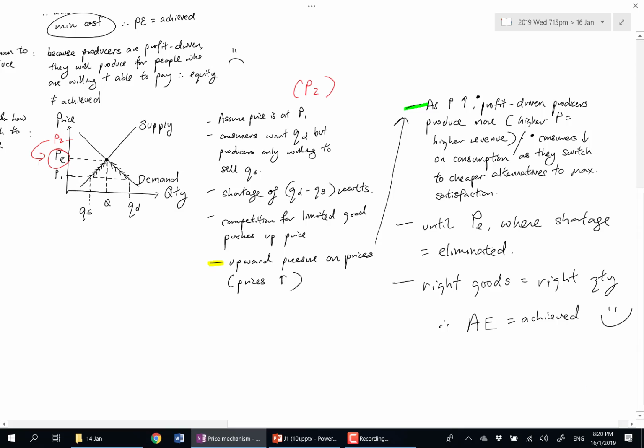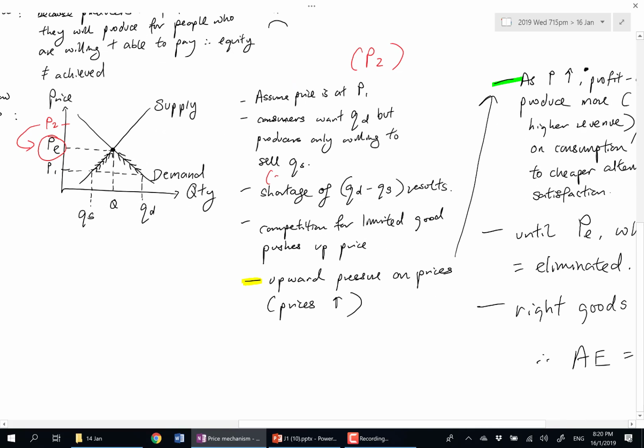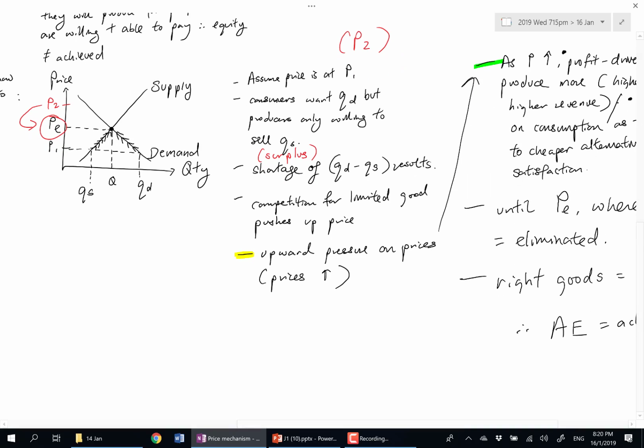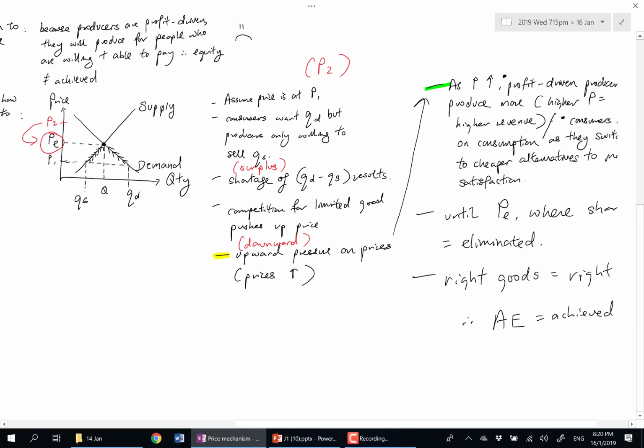So you just need to change some of the phrases here. From a shortage, you are looking at a surplus. There will be downward pressure on price, okay? Then the rest are the same. So in short, you have just gotten a very quick preview of how the price mechanism works.